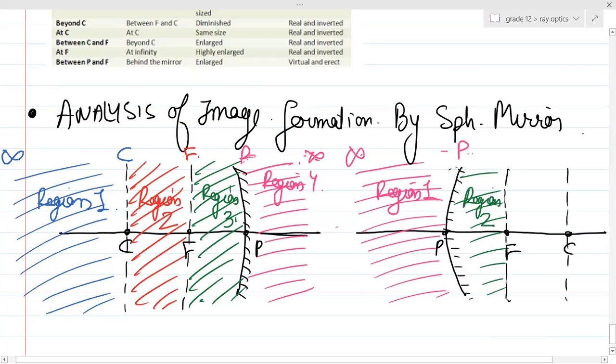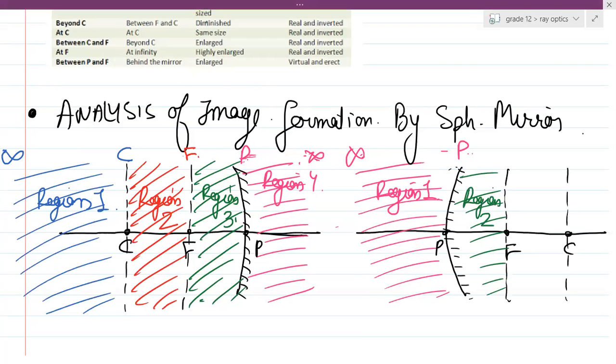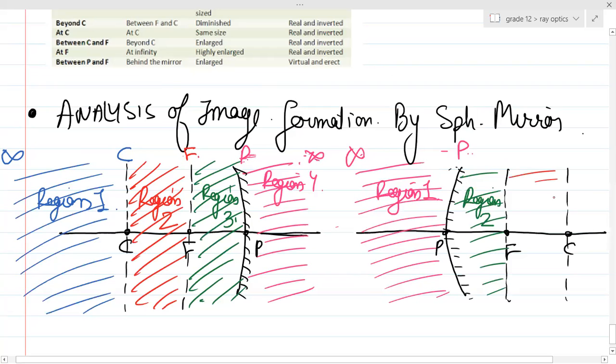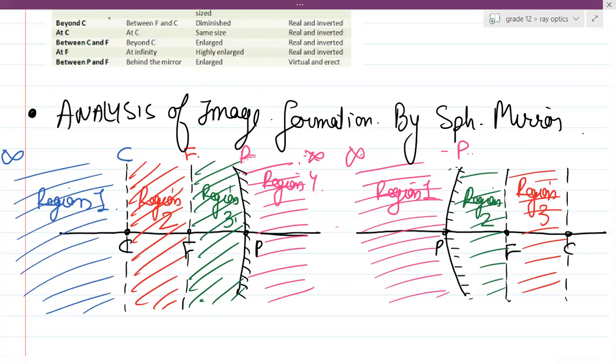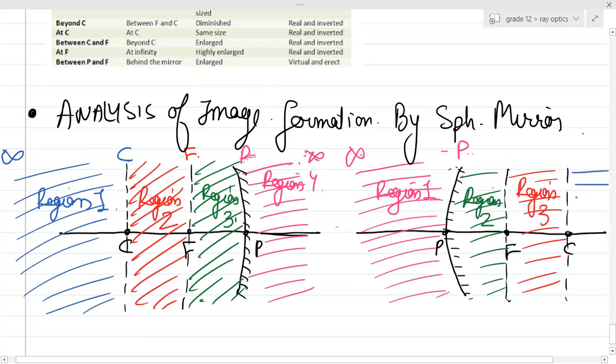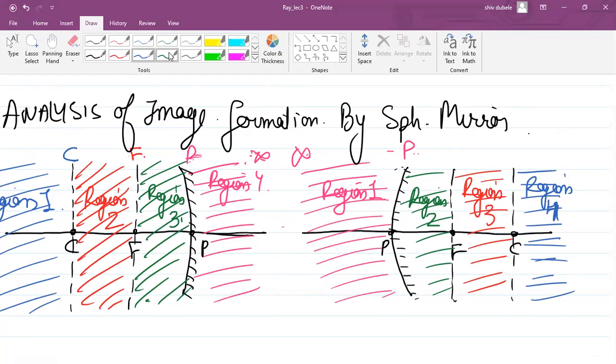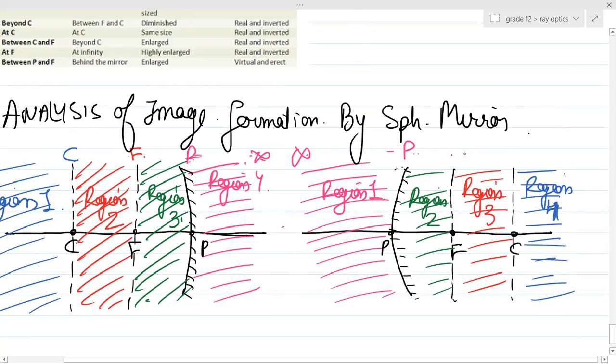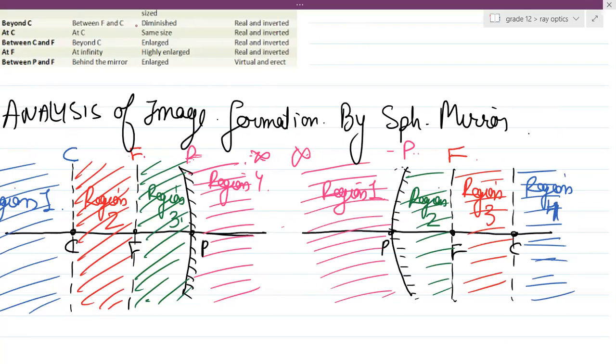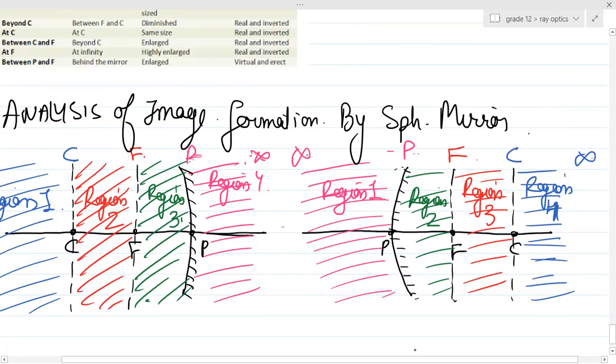This is region number 2, this is region number 3, and this is region number 1. Region number 4, sorry. थोड़ी सी similarities देखना guys, है ना? Pole, this was focus, this was center of curvature, and this was infinity, right?